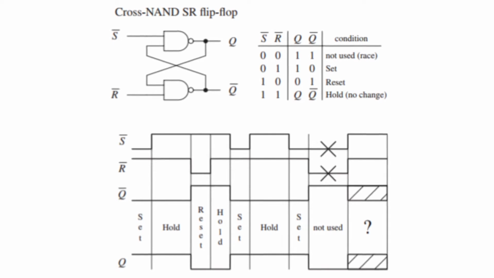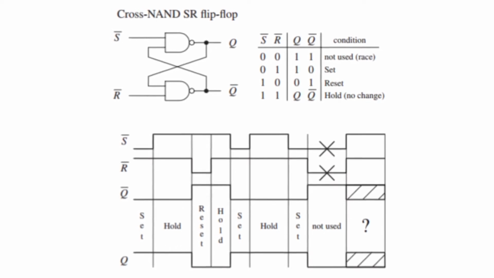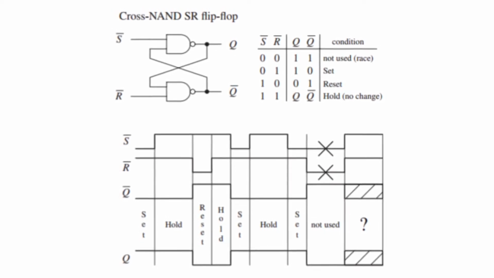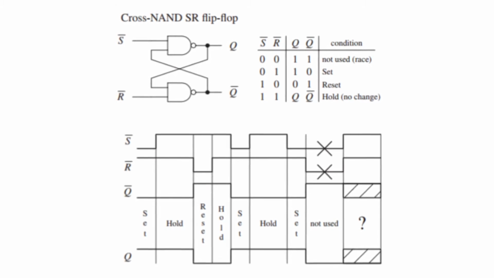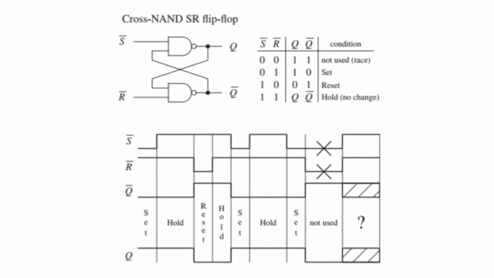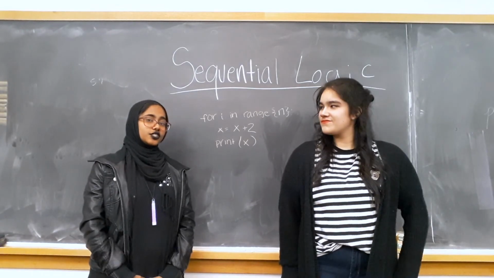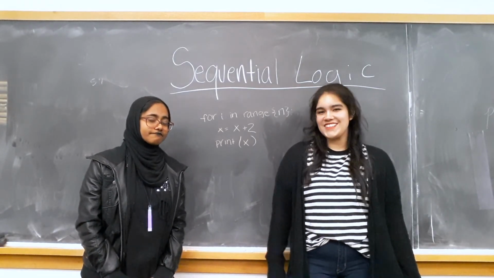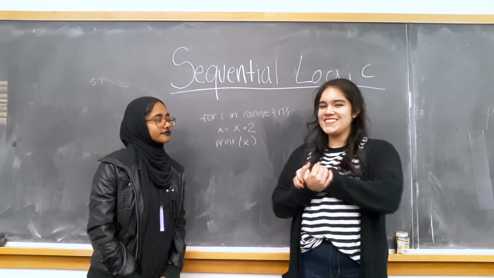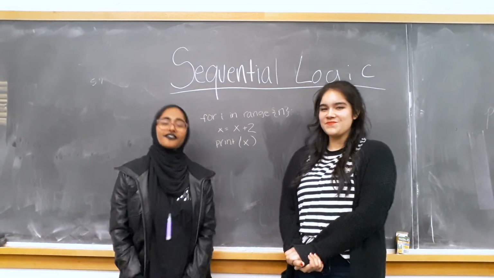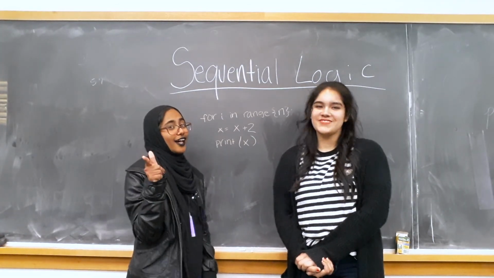Sequential logic is important in these flip-flop devices, but in general they're important for memory storage. This is useful in all types of electronics, but also particularly in computers. So, that's it for sequential logic. We hope you remember everything we taught you, and we'll calculate later.